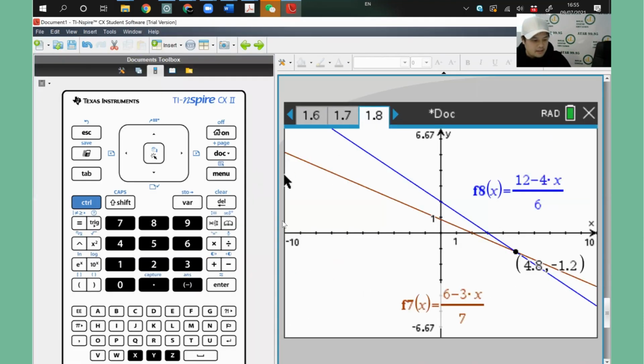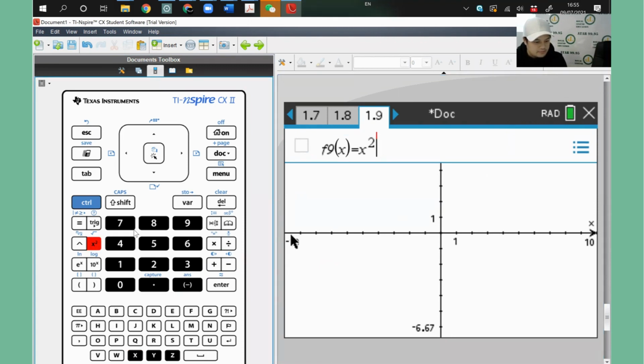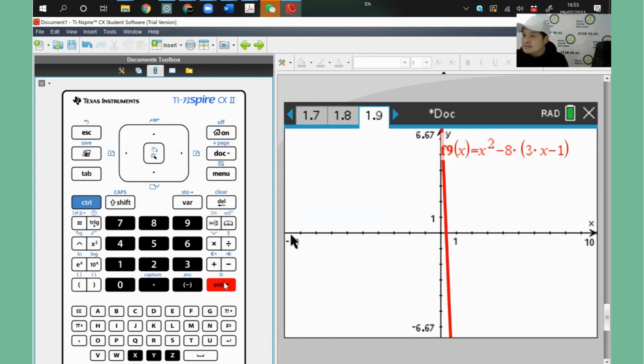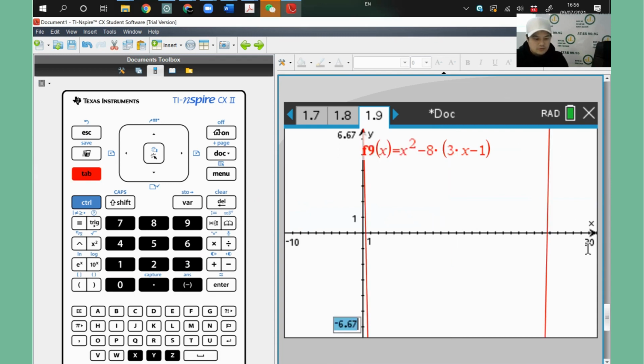So you decide to sketch. Go to them. I can delete everything. I can insert a new page as well. You design. Okay. Then I got what's that? M squared, and you cannot use M. You have to use X. X squared minus 8 times bracket 3x take 1. Enter. Out of scale again. So you should know if I want to change the scale, probably go to here, this corner. Let's say I want 20. 20 probably not good. 30. Tab. Pretty good.